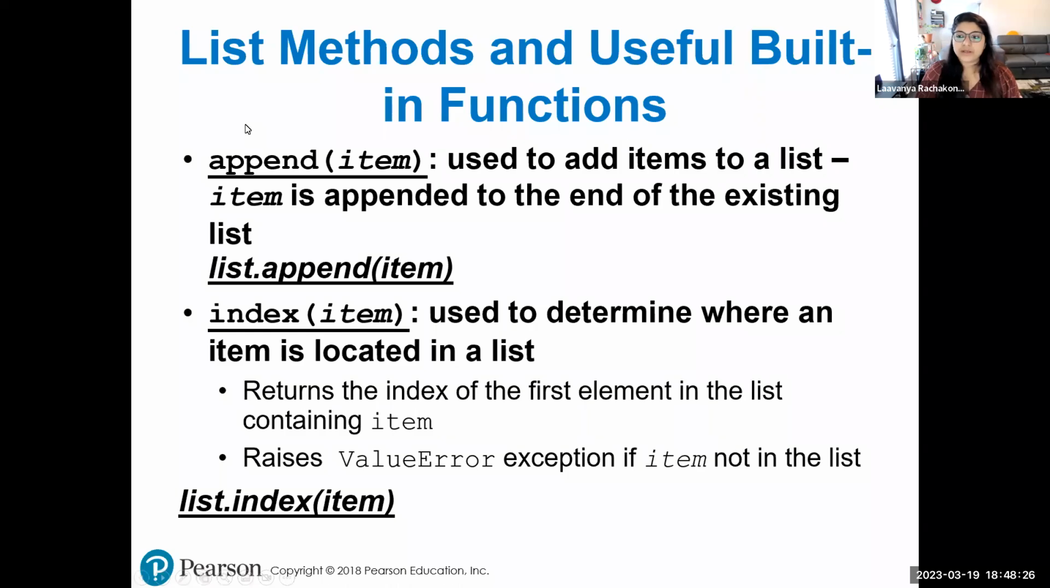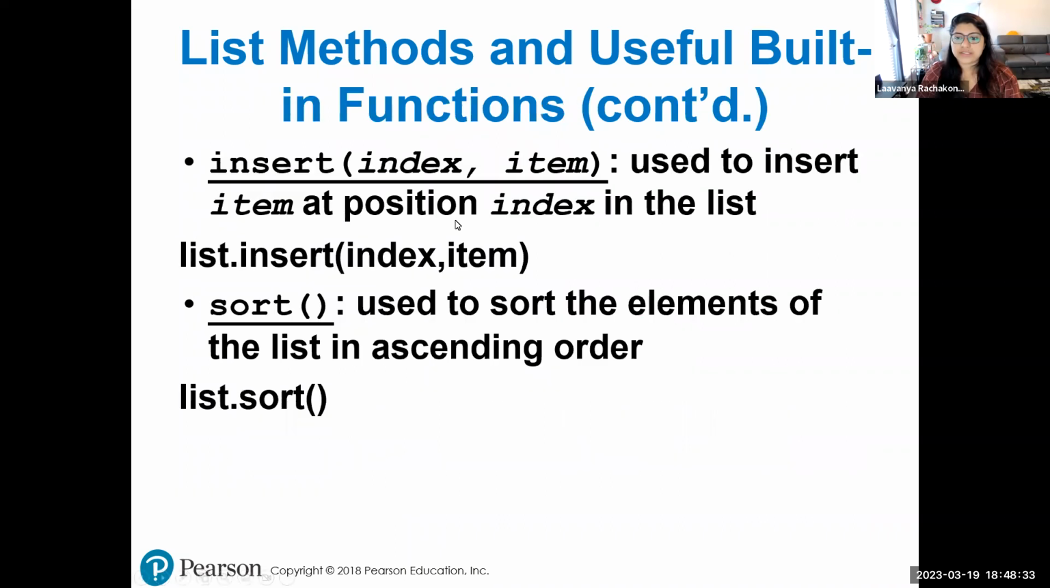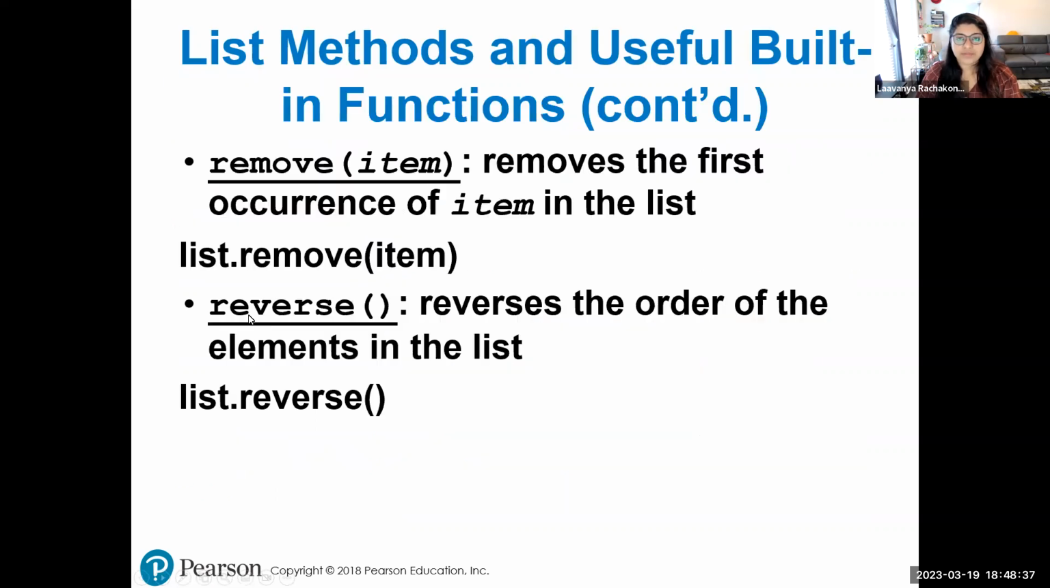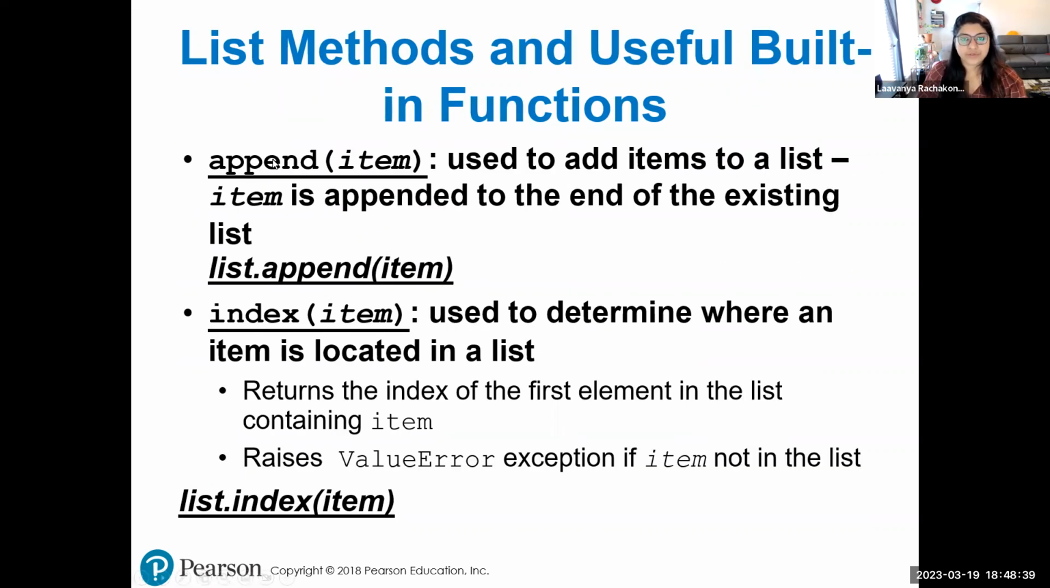Okay, let's talk about list methods and built-in functions. The total number of methods that we have in the list is 6. And we do have some built-in functions as well. So we'll see what those are.